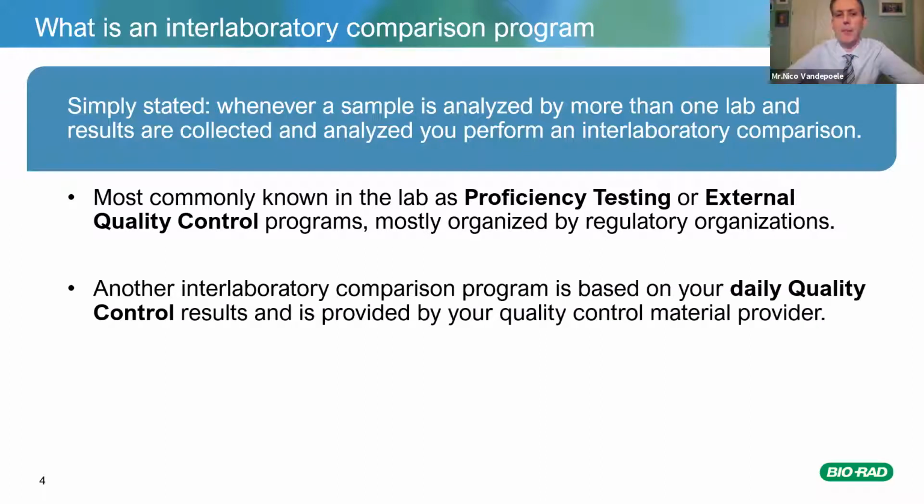So a second interlab comparison program is based on your daily quality control and is provided by your quality control material provider. Bio-Rad also has a program. What you do there is run your daily quality controls over and over every day, and you monitor your precision. Then once a month, or on demand when you want it, you can send that data to your provider. Your provider collects all that data, groups it together with the correct peer grouping, and then sends you that data back. That is a second kind of interlab comparison, which is different from the first one.